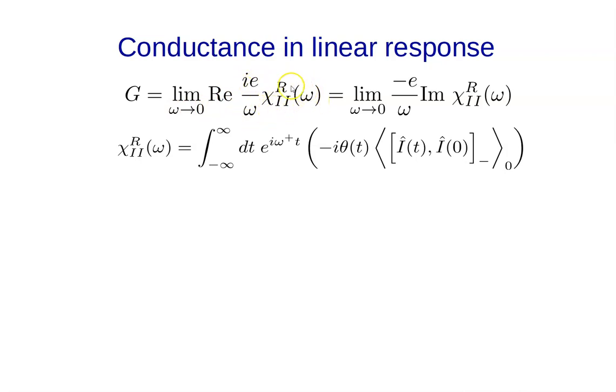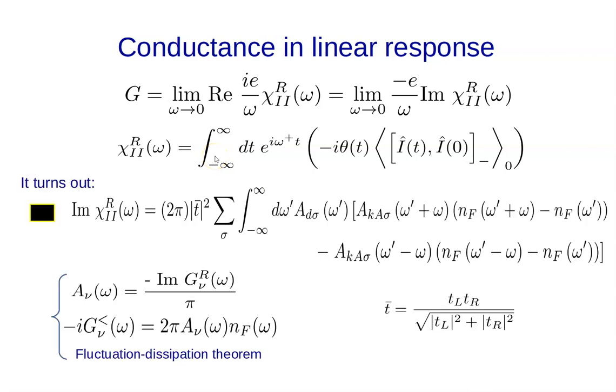This also can be expressed, right? If this is a complex function with real and imaginary parts, this would be minus E over omega times the imaginary part of the current correlation function in frequency domain, which we can in principle calculate. We have this written in terms of the operators. We can define this in the Heisenberg picture, and we can calculate this current correlation function. So that's what we're going to do now.